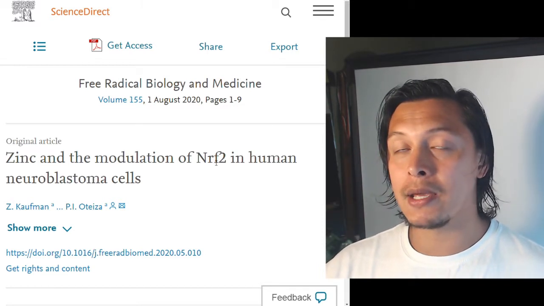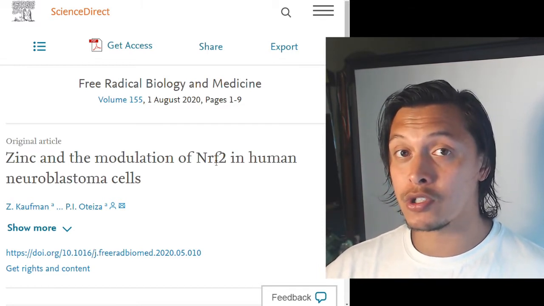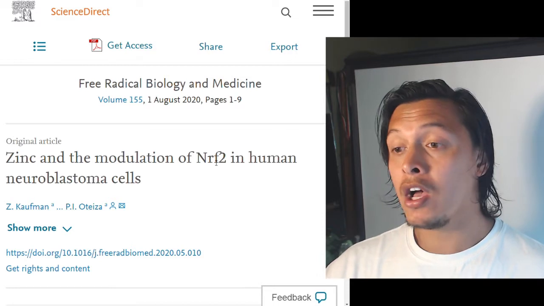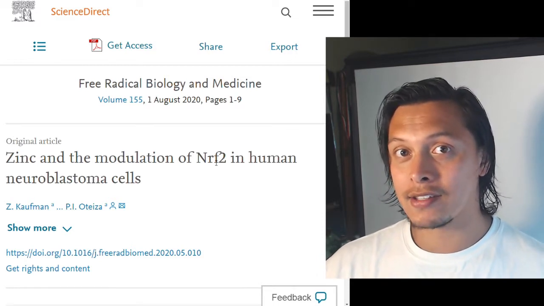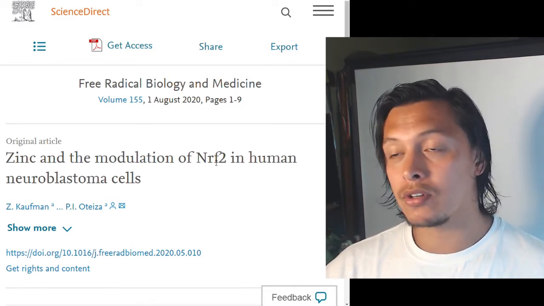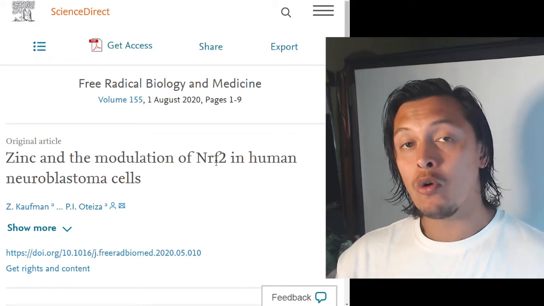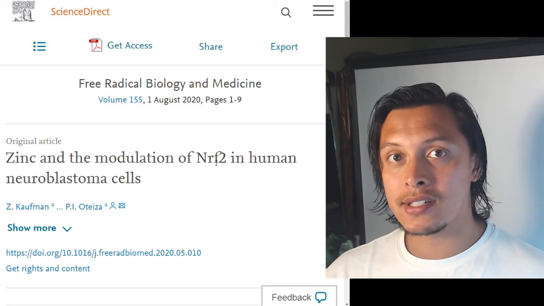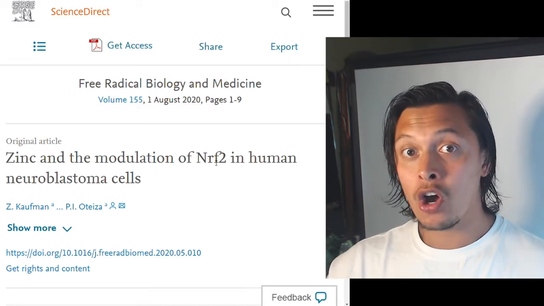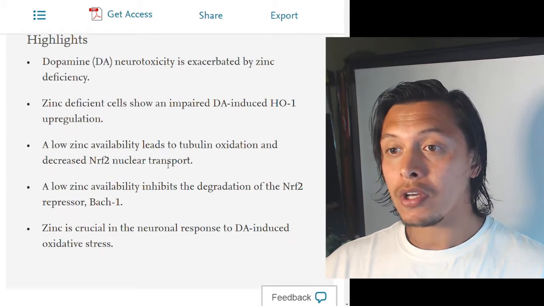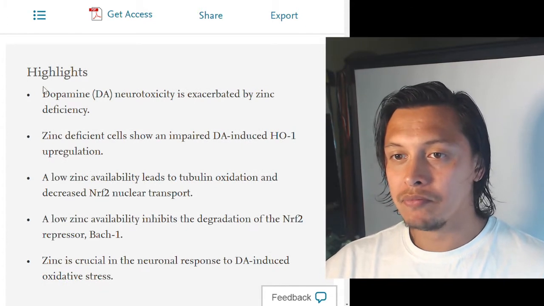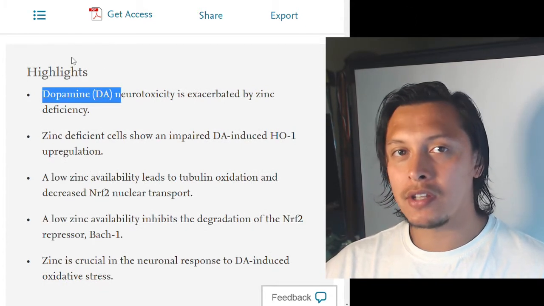So some of the important proteins associated with cancer and survival are the pro- and antioxidant enzymes and proteins, because these will play a role in helping the cell decide whether or not it lives or dies. So, continuing, dopamine. Here are the highlights.